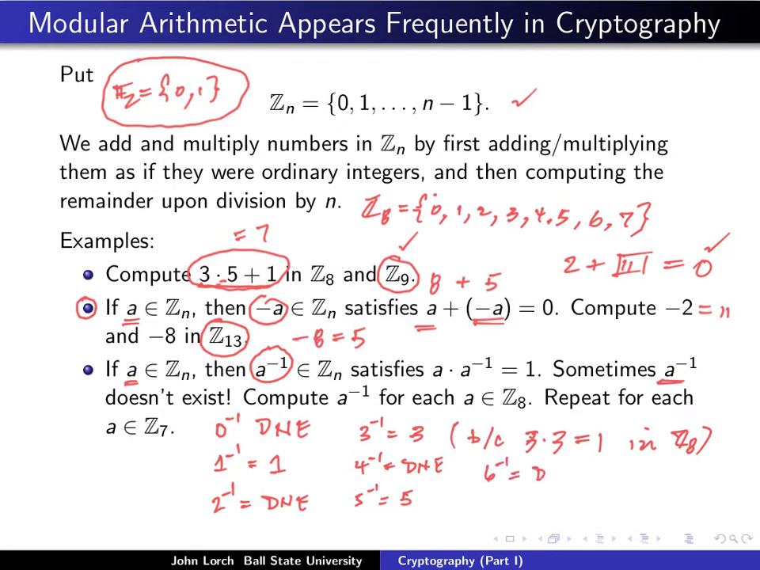You can check that. Take every single thing in Z8 and multiply by 6. You'll never get anything equal to 1. And then 7 inverse is just 7. If I take 7 times 7, I get 49, which is 1 more than a multiple of 8. Okay, so this is rather peculiar. There are some non-zero numbers in Z8 that do not have multiplicative inverses, and that's sort of bad behavior.